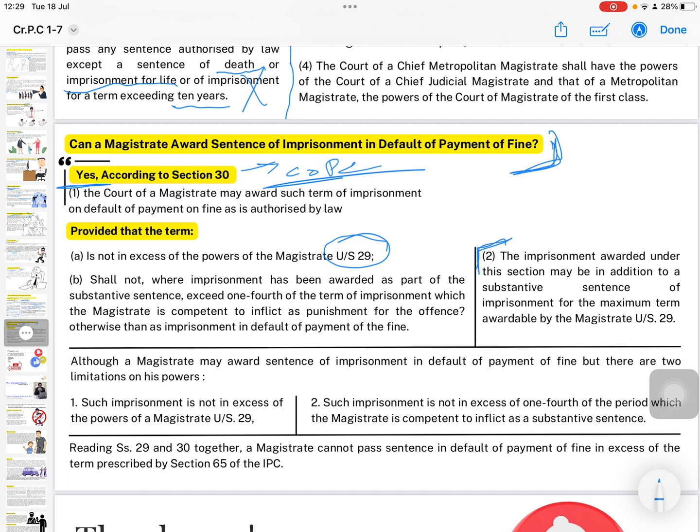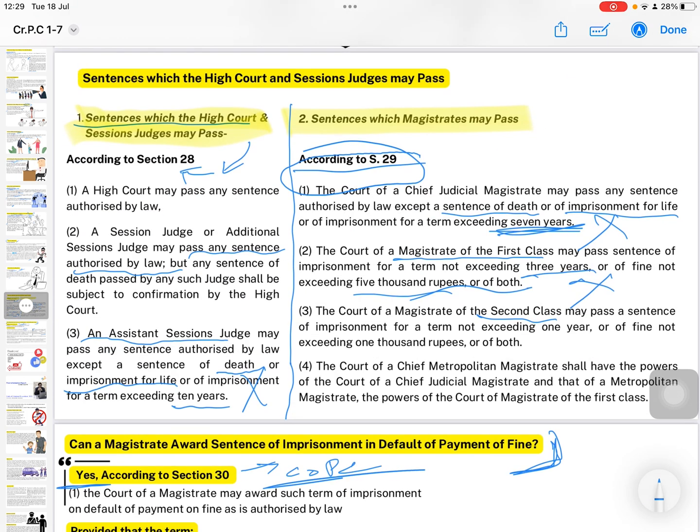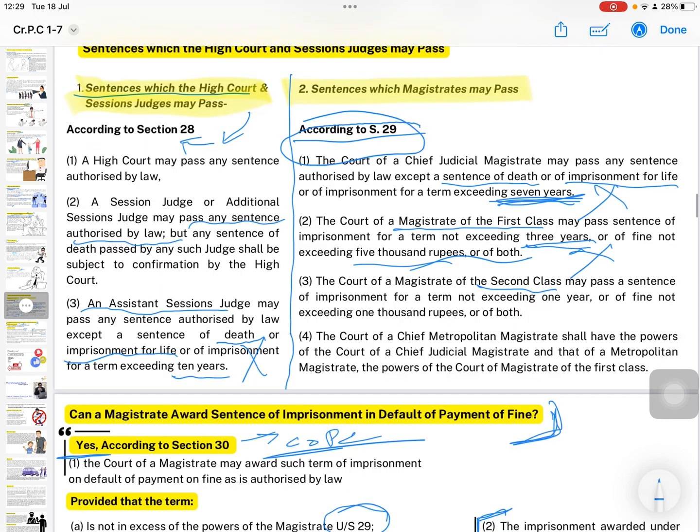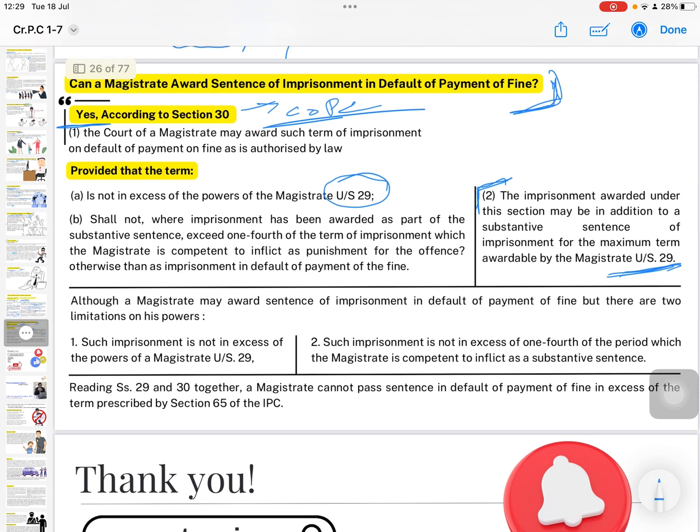Next point, the imprisonment awarded under this section may be in addition to a substantive sentence of imprisonment for the maximum term awardable by a magistrate under section 29. 29 में बहुत सारे restriction दिए गए हैं maximum terms के, वो भी अबाइड होने चाहिए. जैसे यहाँ पे 3 years है, यहाँ पे 7 years है, यहाँ पे 1 year है, तो ये सारे रूल्स वहाँ से टैली करने होंगे. If it is abiding, तो वो वैलिड होगा, नहीं तो नहीं होगा.